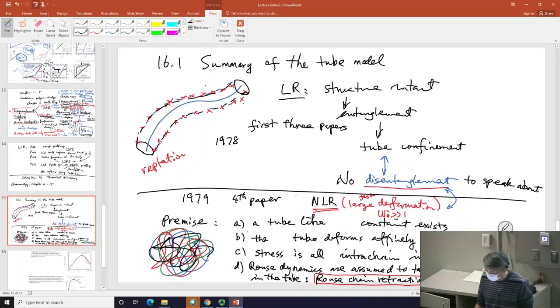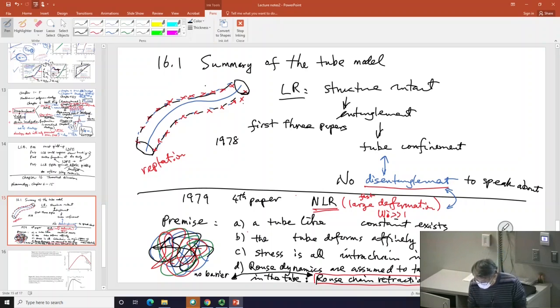Since we speak about disentanglement and Rouse chain retraction, if you really wish to say that this is disentanglement, then there is one question here. There's one feature of the tube model: this disentanglement will occur with no barrier. It will occur on the Rouse time without sweat. It will simply occur.